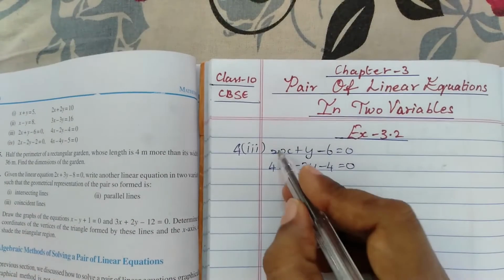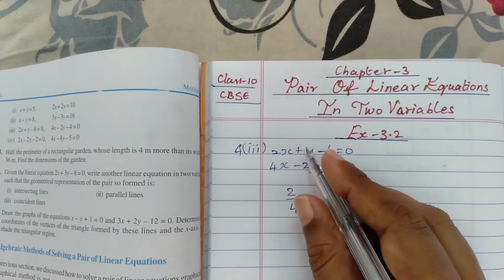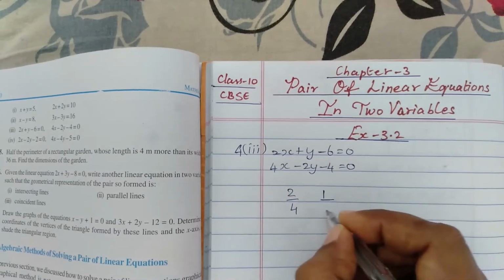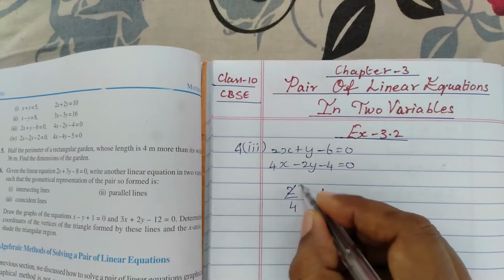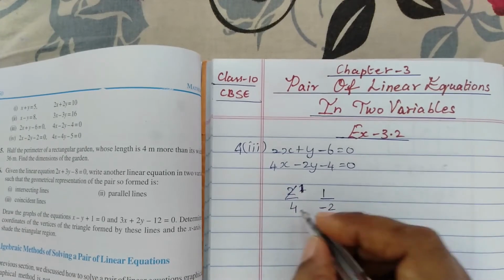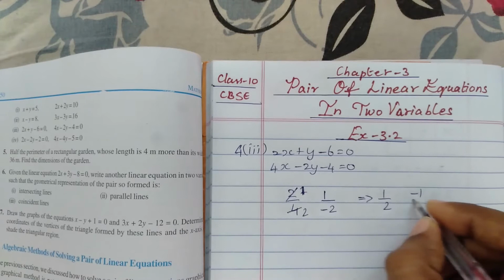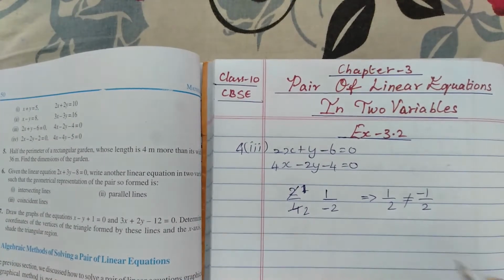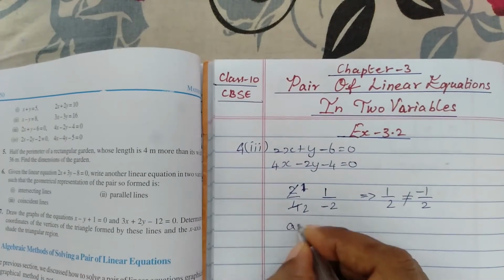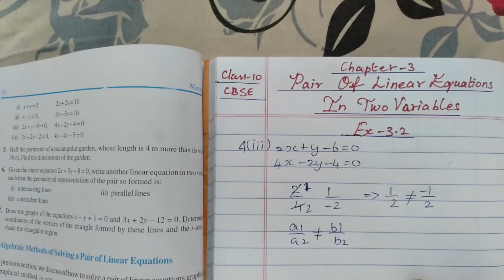Now first, this is A1 and A2, so let's take 2 by 4. Then B1 and B2, B1 is 1 here, so I'm taking 1 by minus 2. Let's try this out first. I can divide this by 2, so it's 1 by 2. Okay, so let's write it this way, 1 by 2 then minus 1 by 2. Obviously they are not equal to one another, right? So it means that A1 by A2 is not equal to B1 by B2.